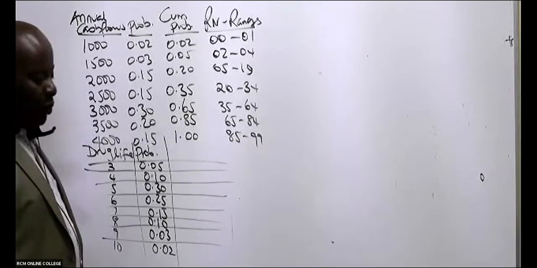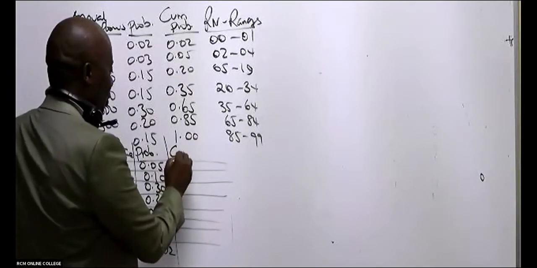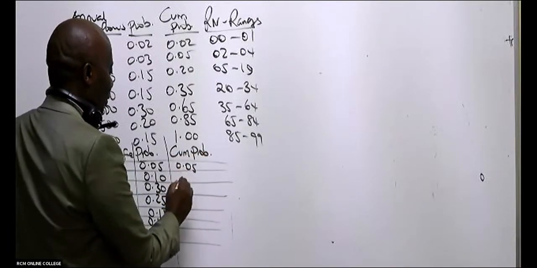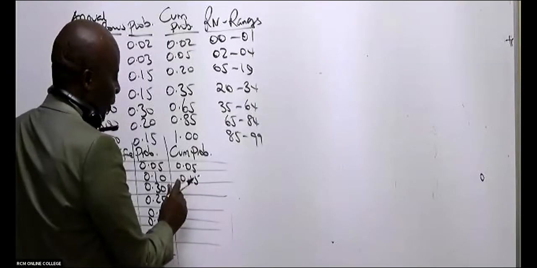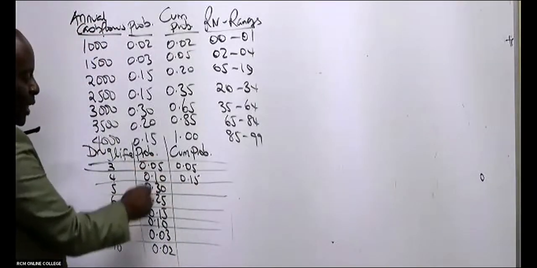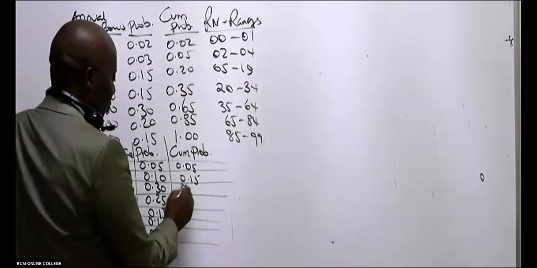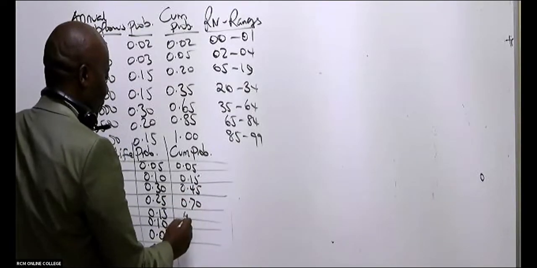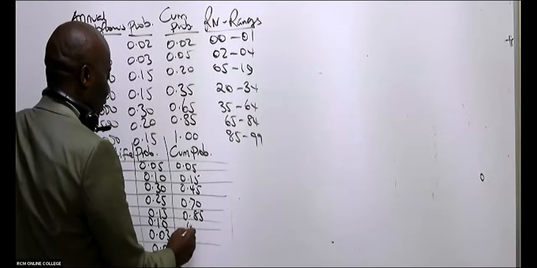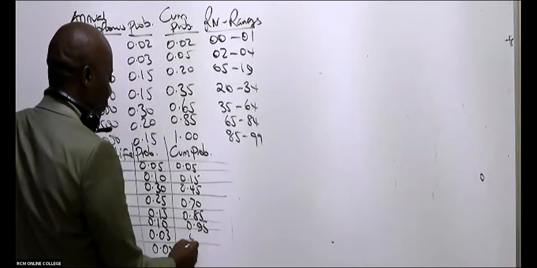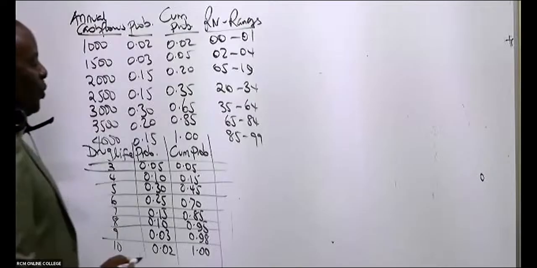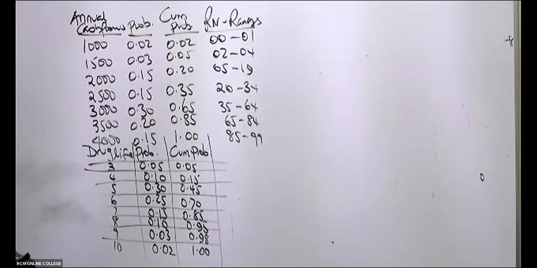Once you've been able to get probabilities, go ahead and give us cumulative probabilities as usual. So this will be 0.05, 0.15. I know now you're experts, eh? It's about adding downwards. So this gives us 0.45. This gives us 0.70, 0.85, 0.95, 0.98, 1.00.